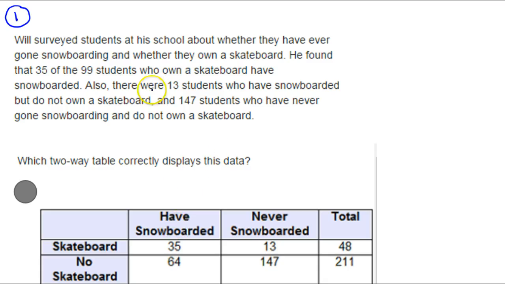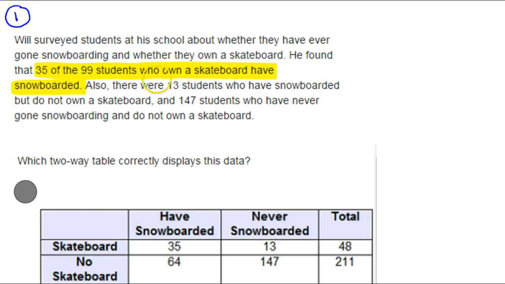Problem number 1. Will surveyed students at his school about whether they have ever gone snowboarding and whether they own a skateboard. He found that 35 of the 99 students who own a skateboard have snowboarded. Alright, let's start with that.